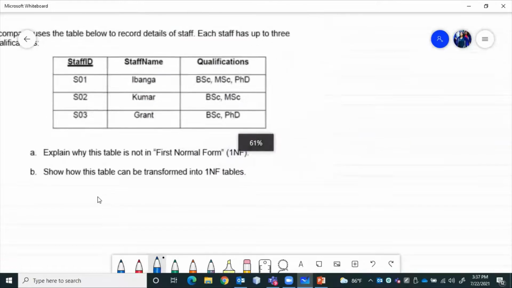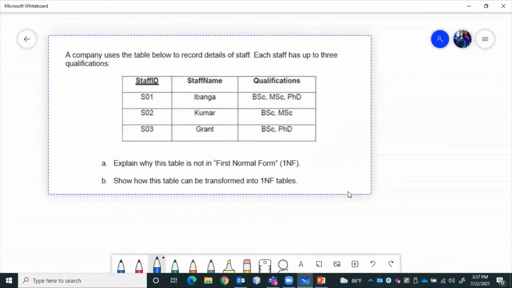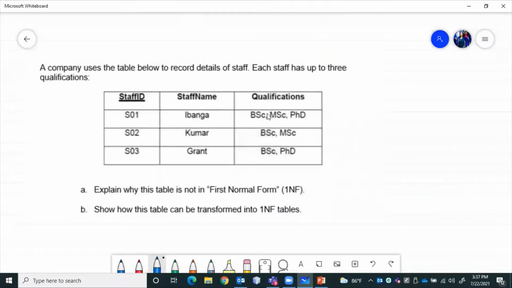So look at this. This is a very easy one. A company uses the table below to record details of staff. Each staff has up to three qualifications. Now each staff has up to three different qualifications, we can see that. Explain why this table is not in the first normal form.